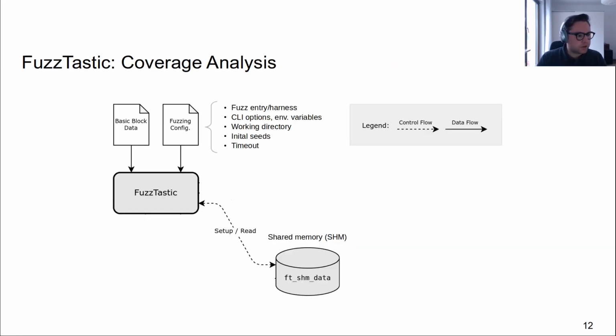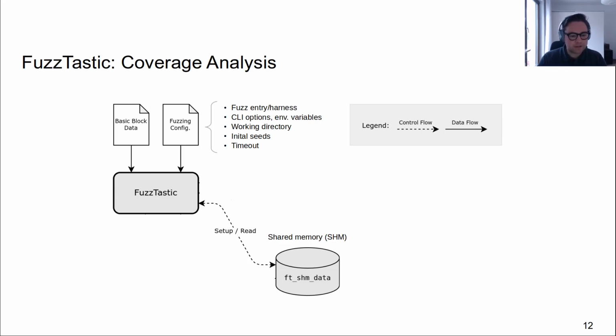To monitor a target program and also a fuzzer, there are two parameters that FuzzTastic needs. First, the basic block data that I just mentioned, and second, a fuzzing configuration in the form of a bash script. This bash script contains the fuzz entry and the harness in the case of a library, also the command line interface options, as well as the environment variables, the working directory, the initial seeds, and also the timeout.